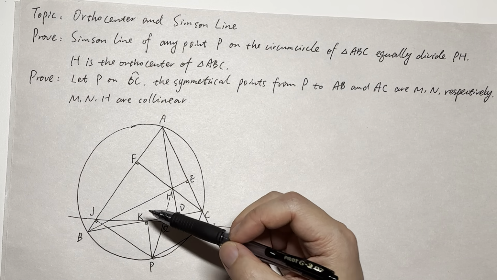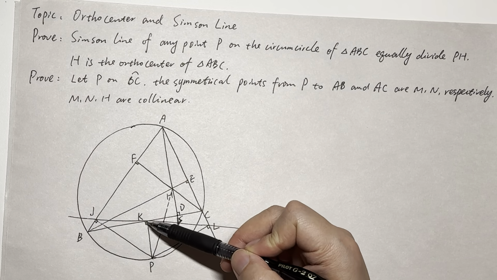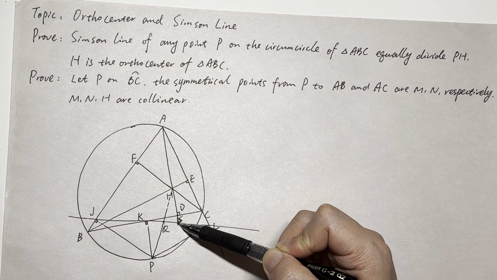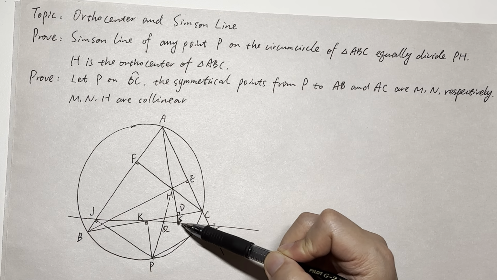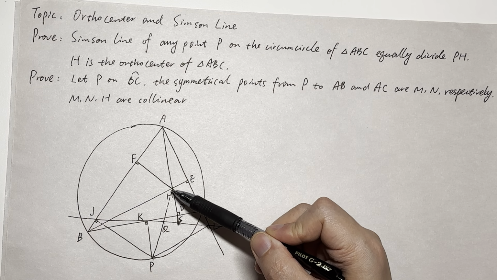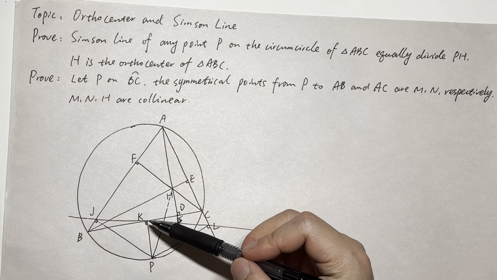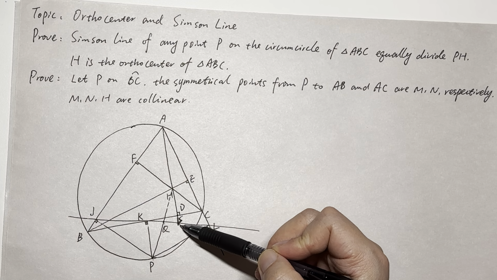So how can we prove that KPSH is a parallelogram? We already know that KP is parallel with HS, right? So if we want to prove that KPSH is a parallelogram, we have two ways to do that. The first way is that we can prove KH is parallel with PS, which would be difficult because it is hard to find any angles that can relate these two together. And another thing is to prove KP equals HS, right?